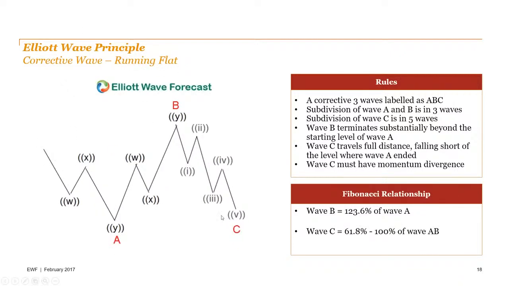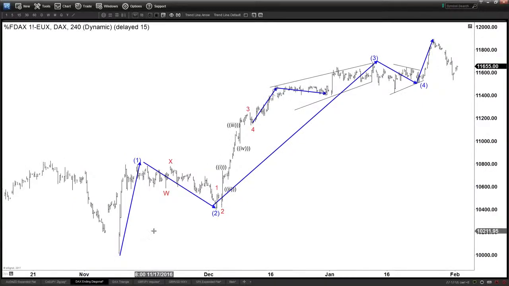Running flat, the same idea, but a slightly different variation. Wave B terminates substantially beyond the starting level of wave A, but wave C fails, falling short of the level of wave A. So you can see wave C does not go beyond the end of wave A, unlike the expanded flat. It sort of fails, and it's also 3-3-5. Okay, so the Fibonacci relationship of B is 123.6% because it goes beyond the starting point of wave A, and wave C is around 61.8% to 100% of wave AB. Okay, let's take a look at an example.